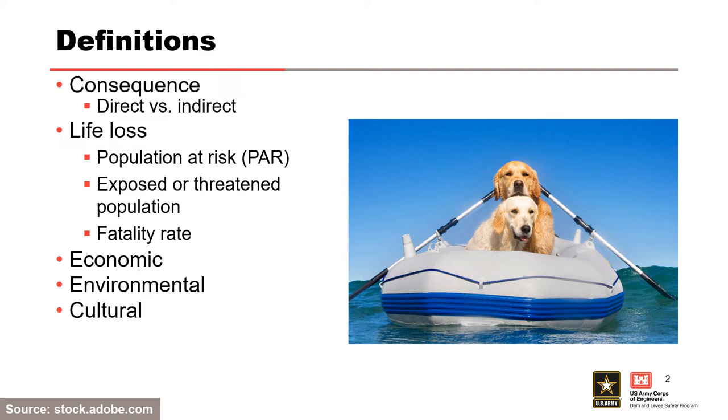Loss of life, a couple definitions. These are on the tests, pay attention. Population at risk. That's anybody who starts in the inundated area, or the area that gets inundated, right? So if you draw your flood map and you lay that over all your census or your structure inventory, whoever lives in that area or started there is at risk. That's what we call a population at risk.